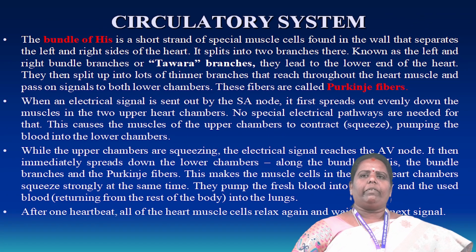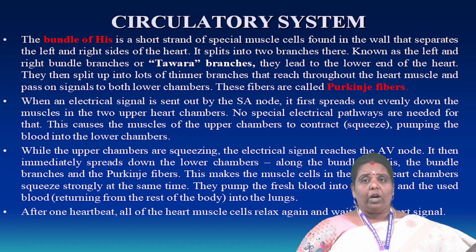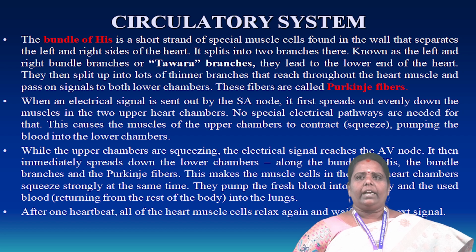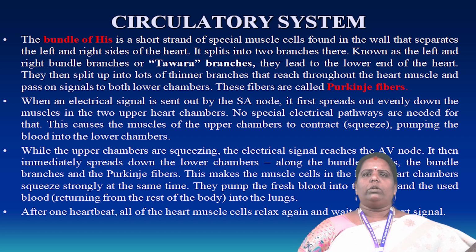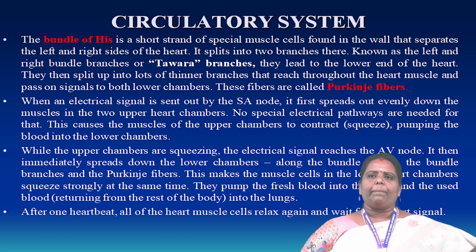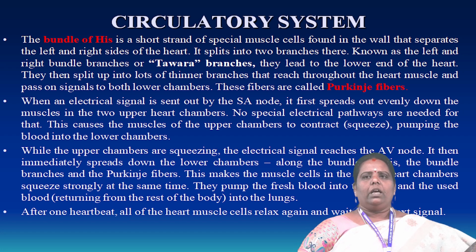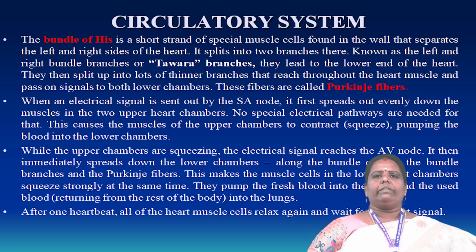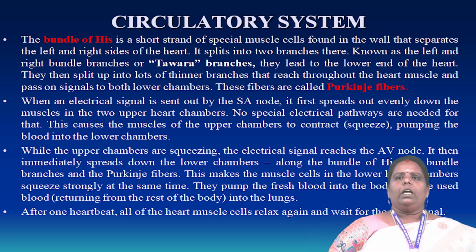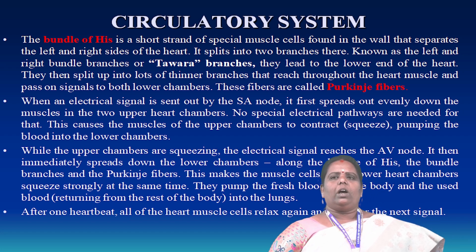Which one is doing the function is short. That is the bundle of His. It is a short strand of special muscle found in the wall separating the left and the right side of the heart. It is split into two branches, known as the left and right bundle branches, also called Tawara branches. They lead to the lower end of the heart.